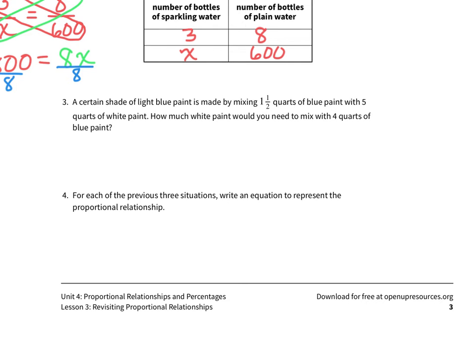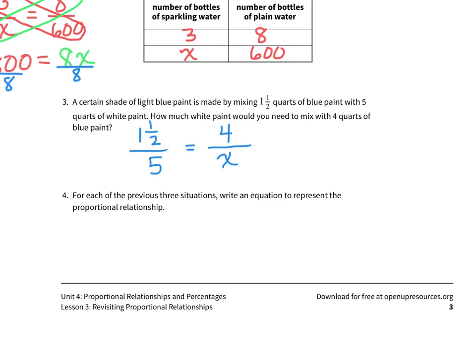Now for this next question, there's no ratio table there. Let's see if we can do this by just doing the equation. So we have blue paint is mixed with white paint. All right, so we have 1.5 quarts of blue paint, and I'm going to just put a little blue there to remind myself, is mixed with 5 quarts of white paint. How much white paint would you need to mix with 4 quarts of blue paint? So I know the 4 is going here and my x is going here. I'm going to remove that little blue and the white.